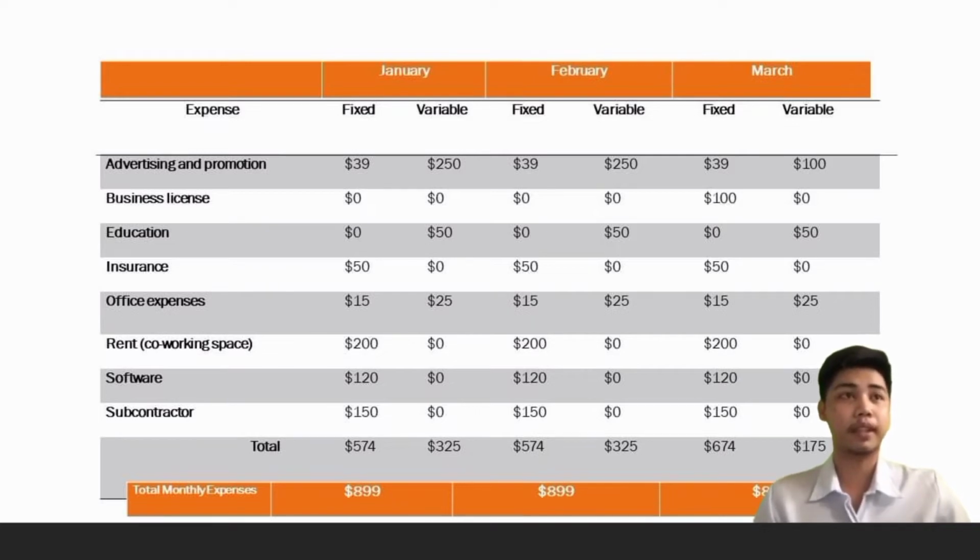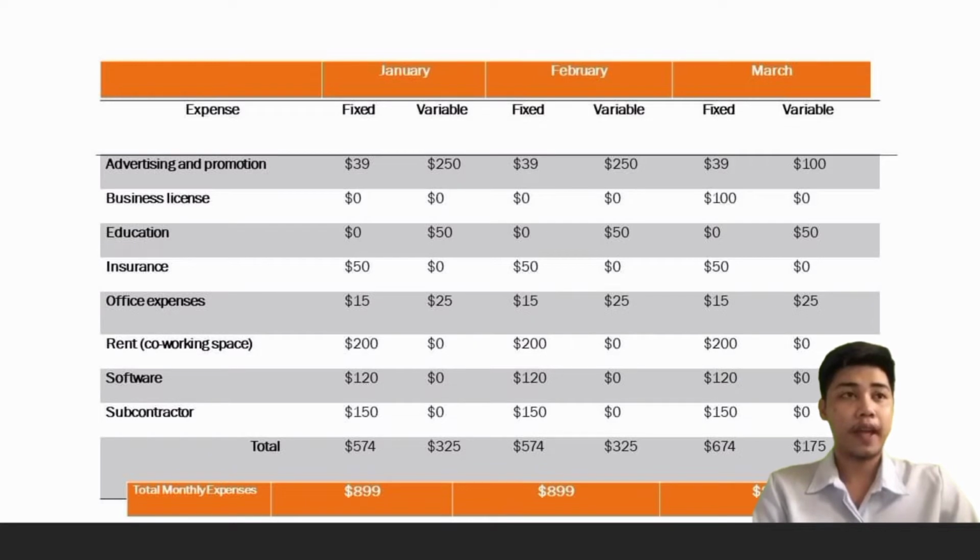On office expenses, in January, the expenses are fixed $15 and variable $25. In February, $15 fixed, variable $25. In March, $15 fixed and variable $25. Rent or co-working space. In January, the expense is fixed $200 and variable $0. In February, $200 fixed and variable $0. In March, $200 on fixed and $0 on variable.